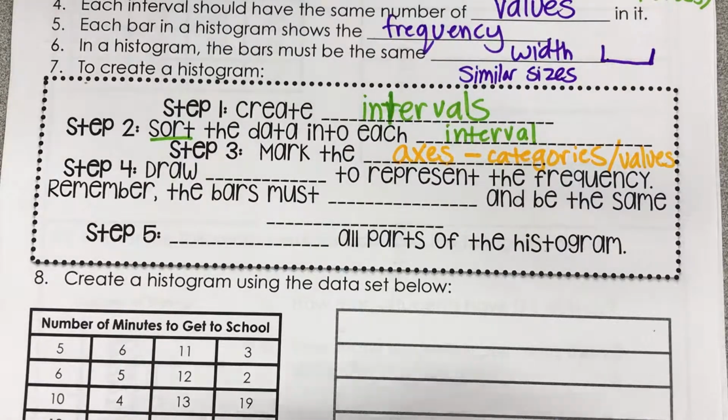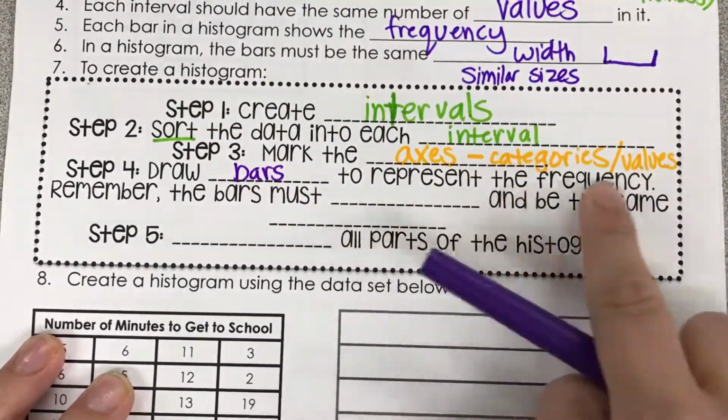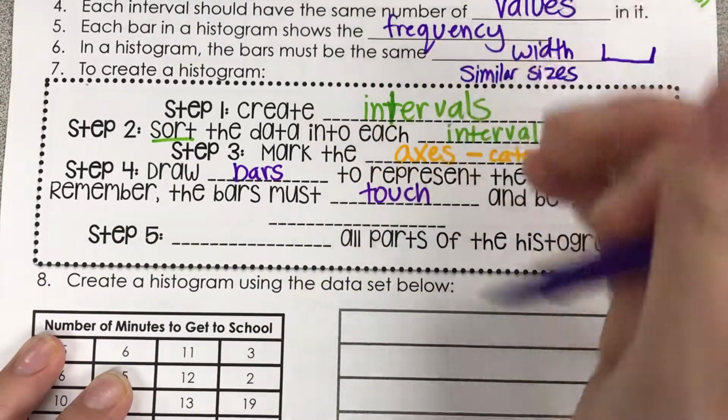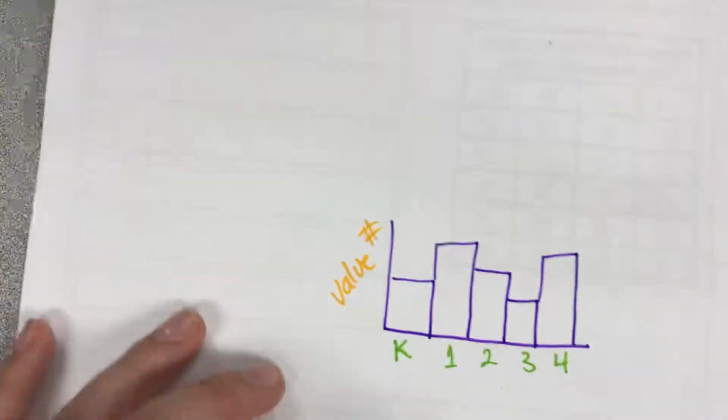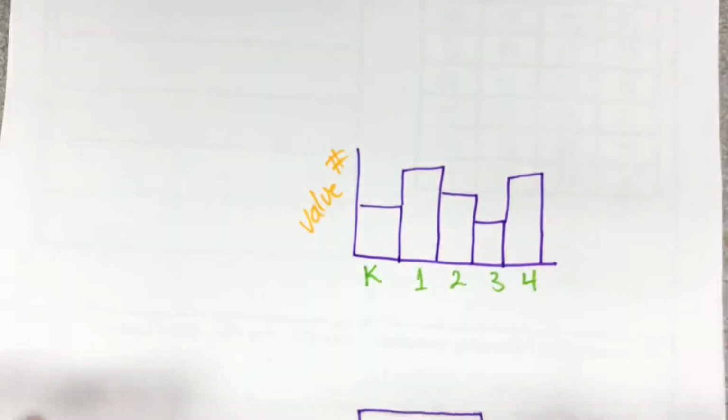Step 4 is to draw the bars or columns to represent the frequency. Remember, the bars must touch. There can't be any gaps between them. Going back to my example, see how they are smacked right next to each other? Like books in a bookshelf. You can't have any gaps.